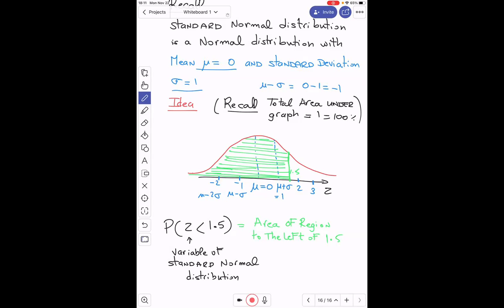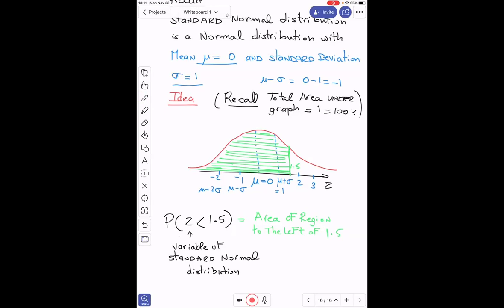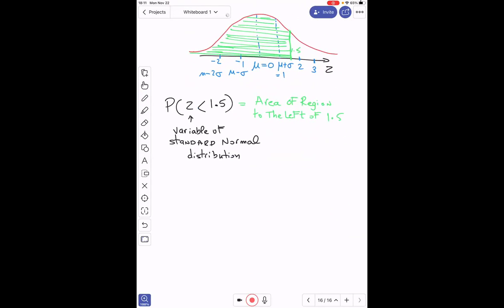Anyway, what I said on Wednesday last week is that we can find the area of this region using table number 3 in the formula sheet. To find the area to the left of 1.5, or of some number z, we use table number 3 in the formula sheet.